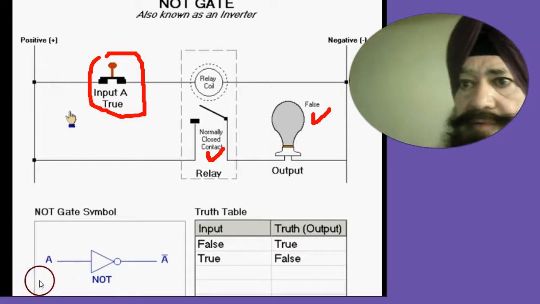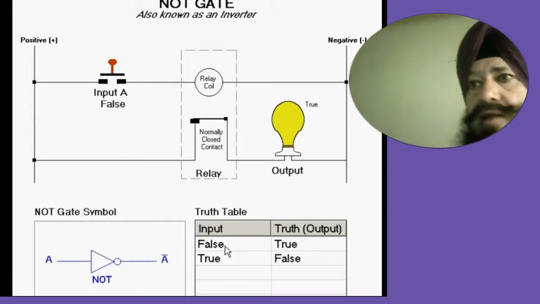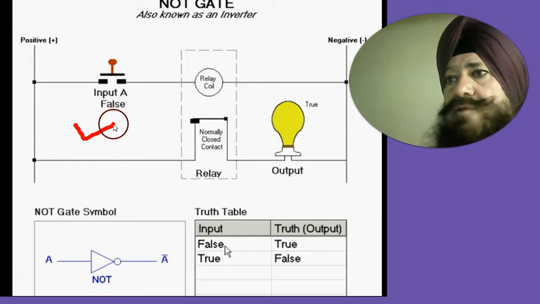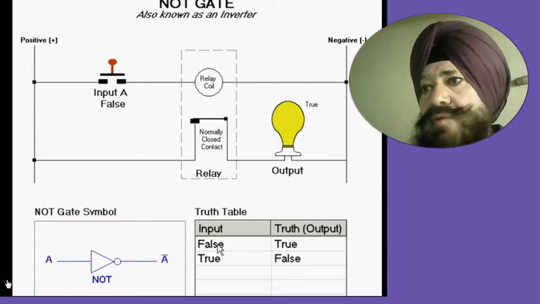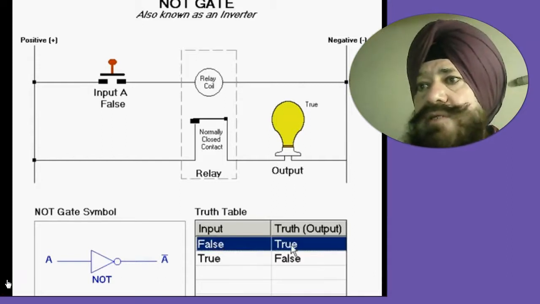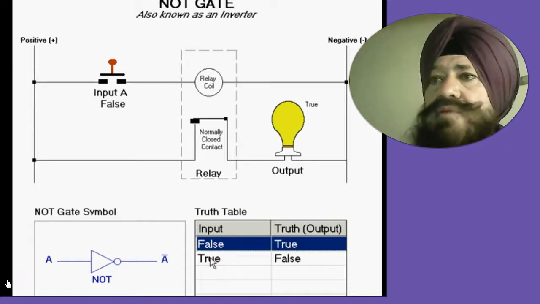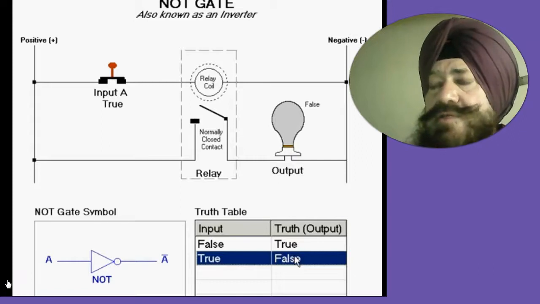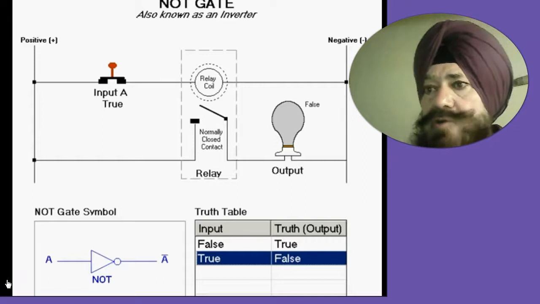So again, open means false, and closed means true. This animation tells us about the working of the NOT gate, right? True, false, the relation between the input state and the output state.